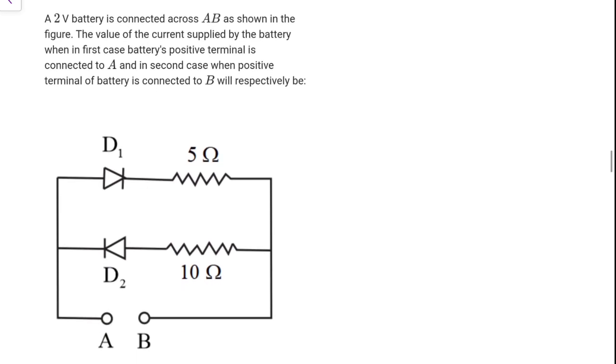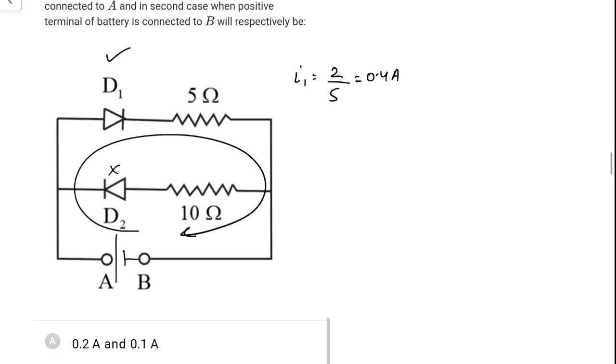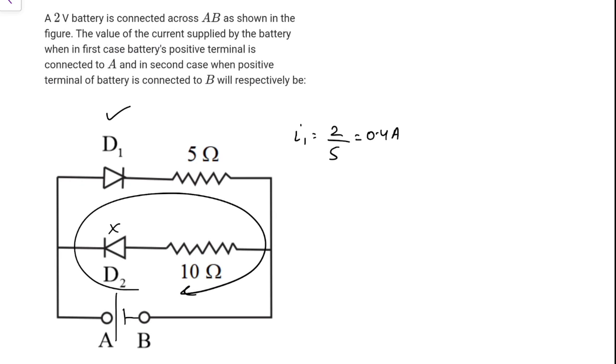A 2-volt battery is connected across AB as shown in the figure. The value of the current supplied by the battery when in the first case the positive terminal is to A, like this. So in this case D2 won't conduct, D1 will conduct. The effective resistance is 5 ohms, so the current in the first case would be 2 by 5, that is 0.4 amperes. So we are left with only one option, but let me try again. And when you have the connection like this, B is to the higher, then D2 works, D1 won't work, so you will have 10 ohms, so it would be 2 by 10. So I2 would be 0.2 amperes and this would be 0.4 amperes.